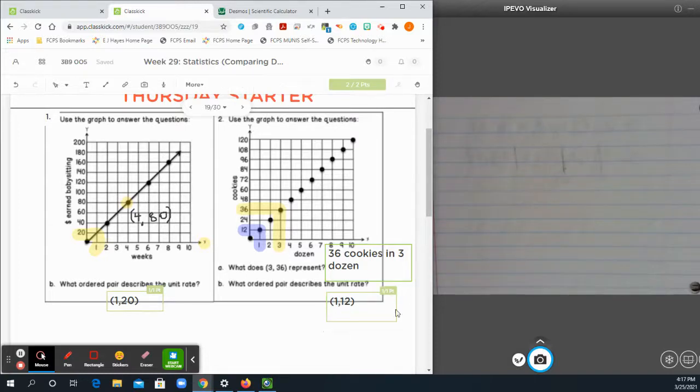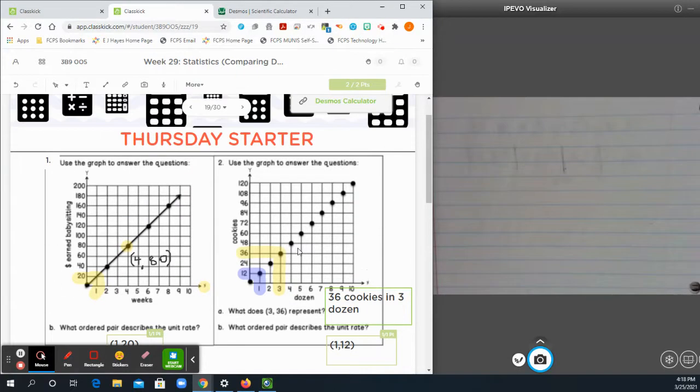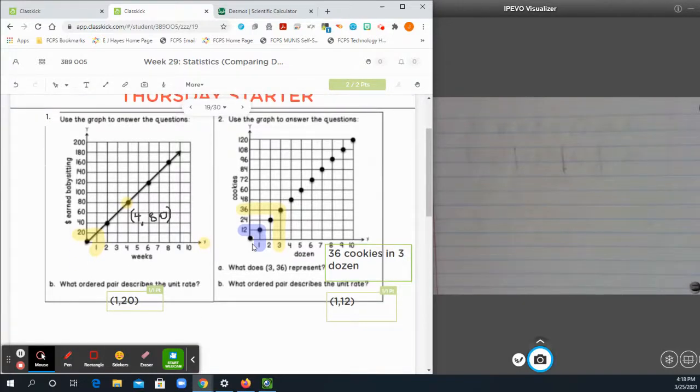All right, that's a throwback. We haven't seen some of this stuff in a while. Both of these are proportional graphs because they're straight lines through the origin. Maybe next time we'll get a chance to write an equation that represents those lines.